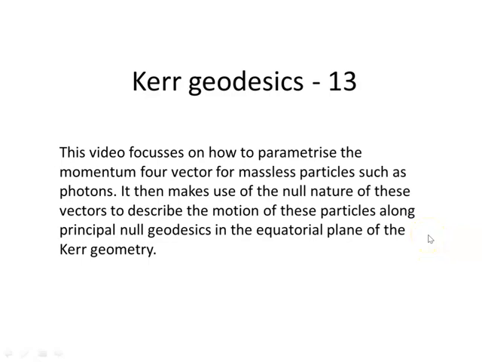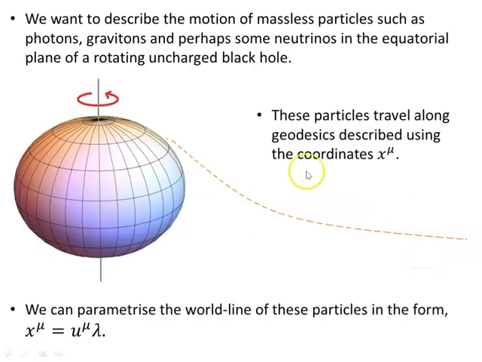Basically, how does light and other massless particles move around, or in the vicinity of, an uncharged rotating black hole? Right, so we want to describe the motion of massless particles such as photons, gravitons, and perhaps some neutrinos in the equatorial plane of a rotating uncharged black hole.